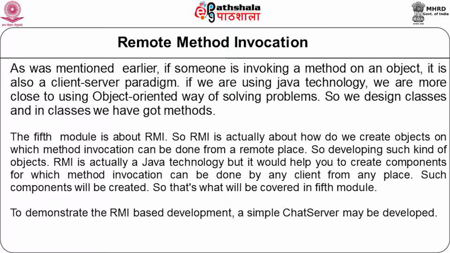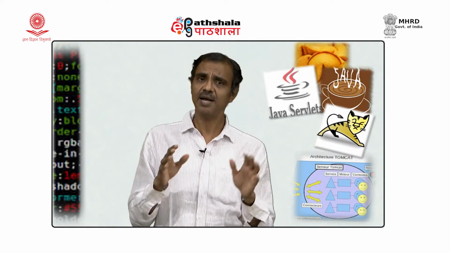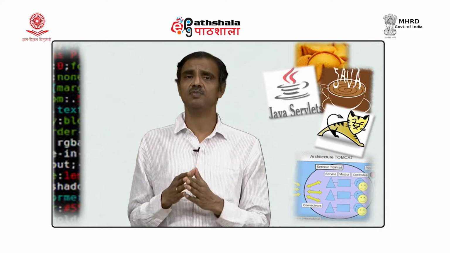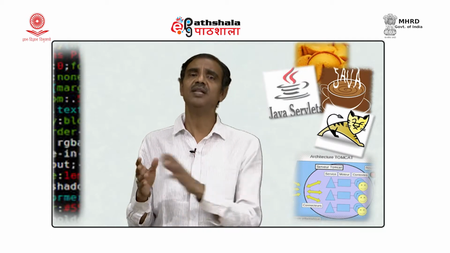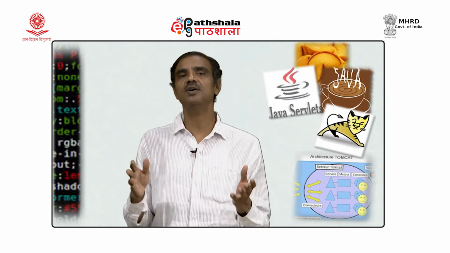Because we mainly work in Java technology, we are closer to the object-oriented way of solving problems. When you design object-oriented, you design objects, and in the objects we have methods. Now, this module 5 is about RMI. RMI is about how we create objects on which method invocation can be done from a remote place. So, developing such kinds of objects.